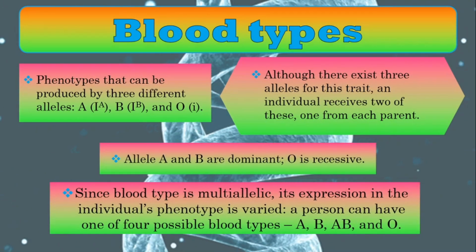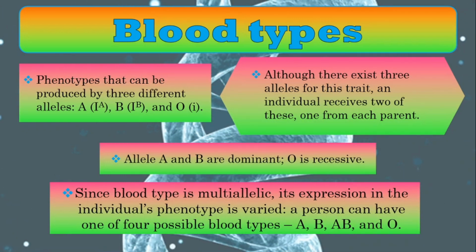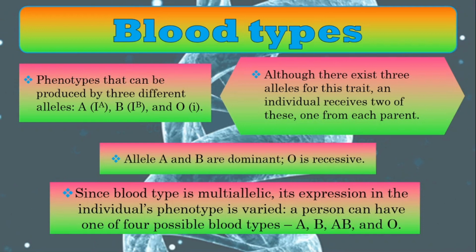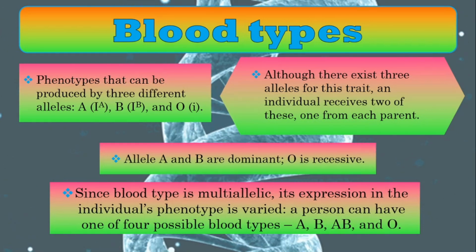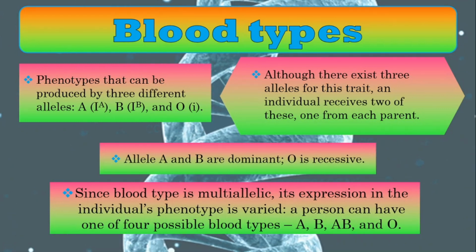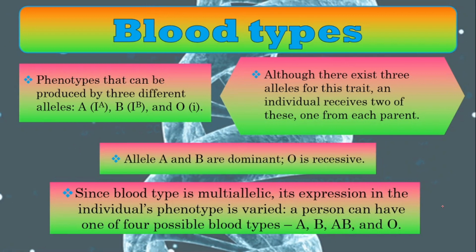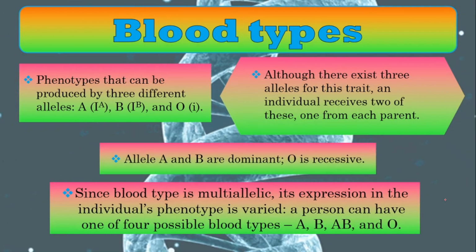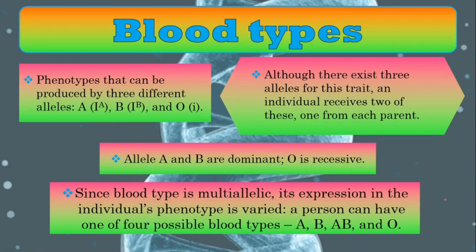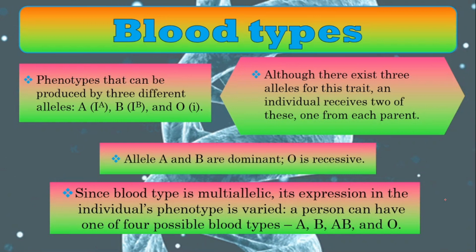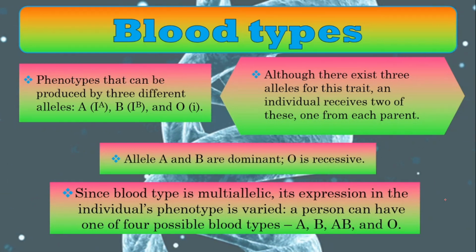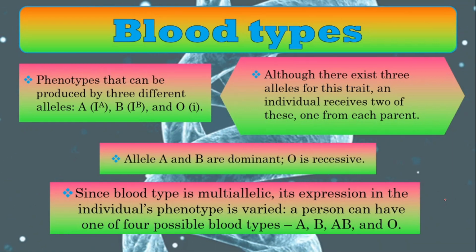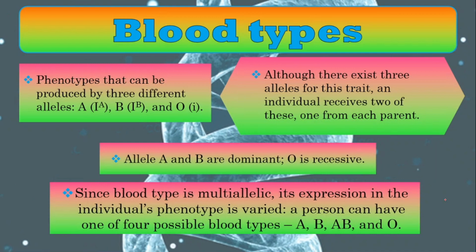Blood types. Blood types are phenotypes that can be produced by three different alleles. For type A, we have IA. For type B, we have IB. And for O, we have small i. Now, this capital I means immunoglobulin, or the component that can be found in the blood type. Although there exist three alleles for this trait, an individual receives two of these, one from each parent. Alleles A and B are dominant while O is recessive. Since blood type is multi-allelic, its expression in the individual's phenotype is varied. A person can have one of four possible blood types: A, B, AB, and O.